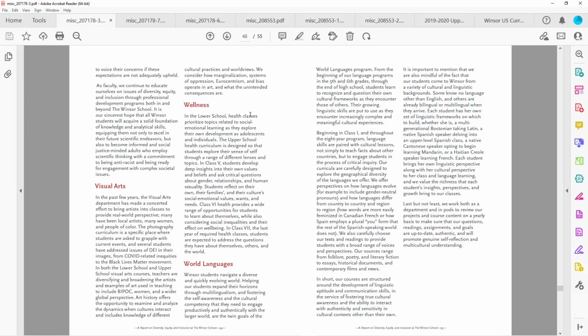And the concept of school, for most of history really, is that it should be intellectual. Unless I suppose you could talk about earlier on where religion was really one of the main things about school. But this move towards activism is relatively new, and it's different, and they don't go together. You can't really have both. So you have to make a decision. They've made that decision. In both the lower schools and upper school visual arts courses, teachers are diversifying and broadening the artists and examples of art used in teaching to include BIPOC, women, I think they just said both those things, and a wider global perspective.